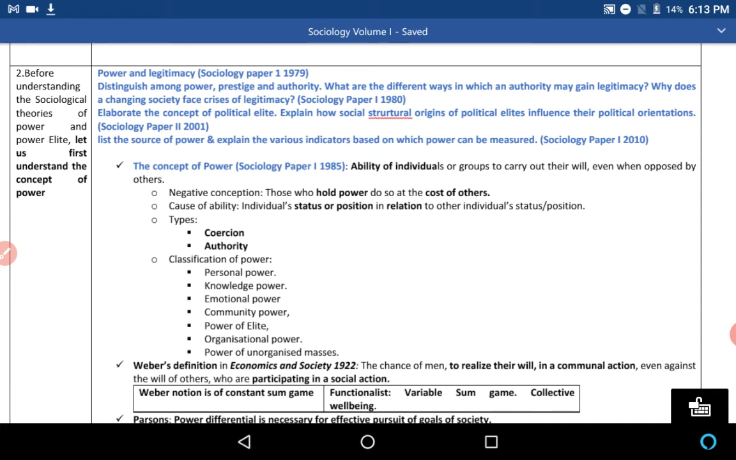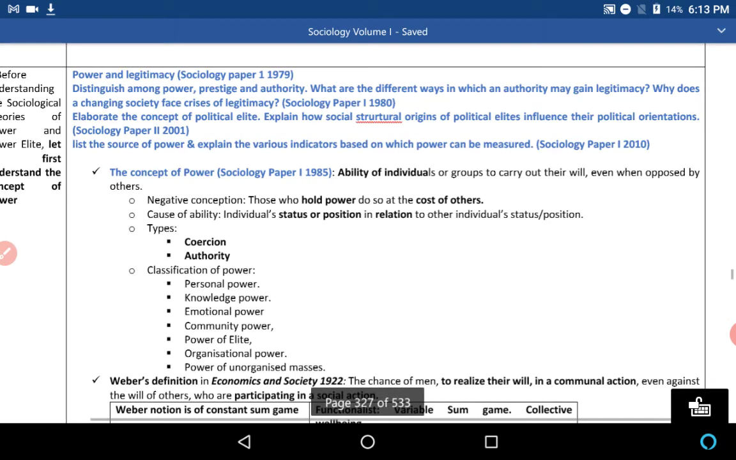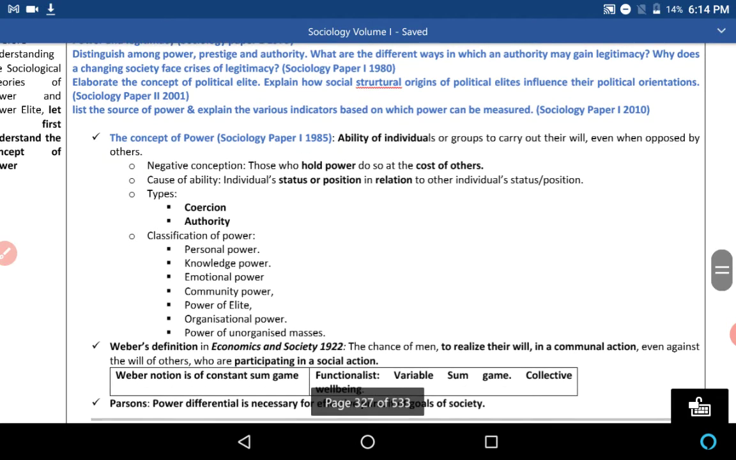Now, this is really important. As you can see, it has already been asked from 1979 to 2010. So we'll go through these questions, but first we'll understand this subject and then we'll see how we can use it to answer the various questions.